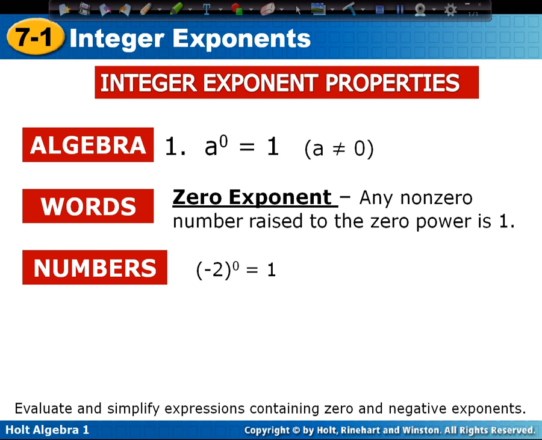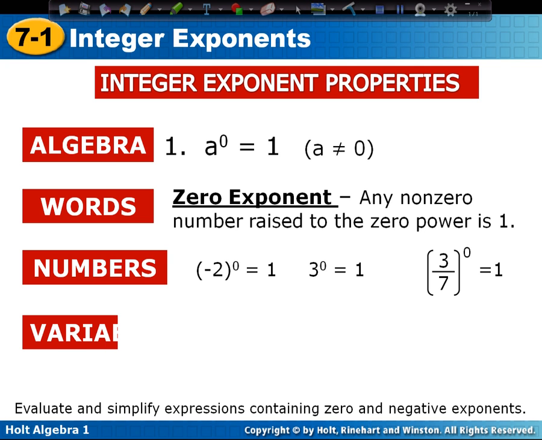Alright, so let's look at some examples, and again you need to be filling these in on your worksheet under the property number 1 under examples. And it says negative 2 to the 0 power is 1. 3 to the 0 power is 1. 3 over 7 to the 0 power is 1. Again, anything to the 0 power is 1.